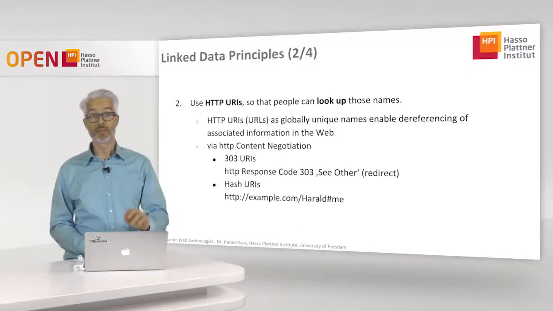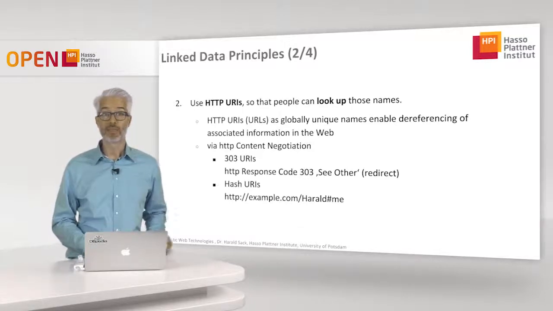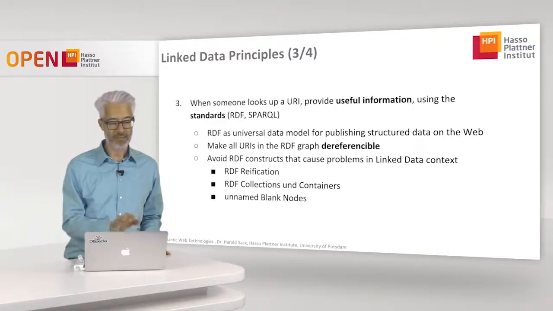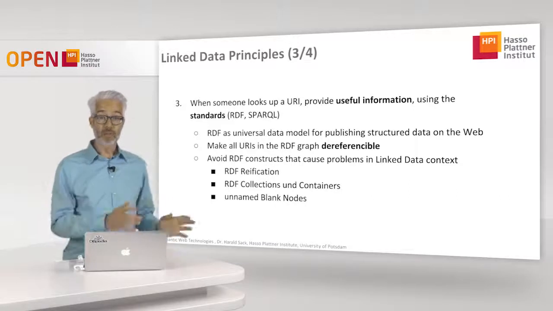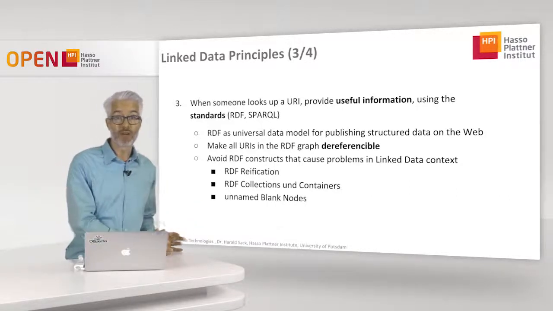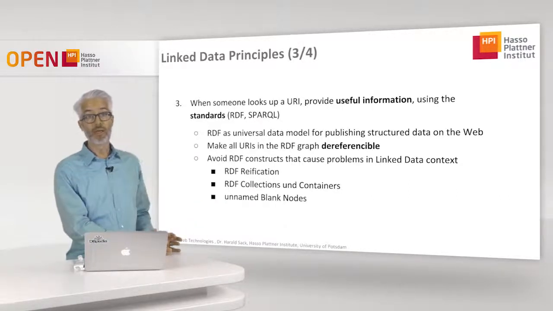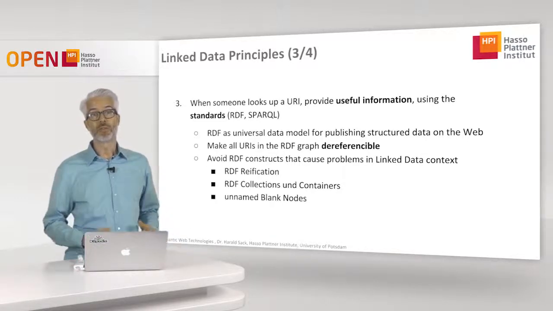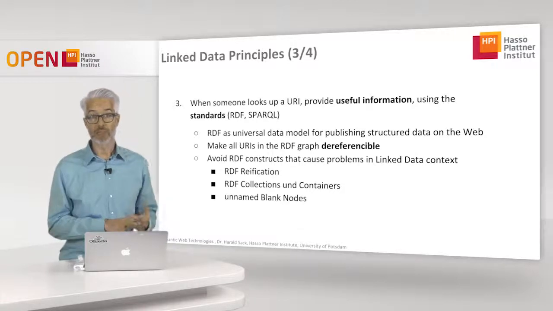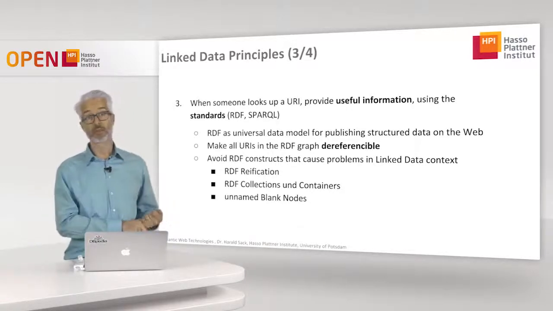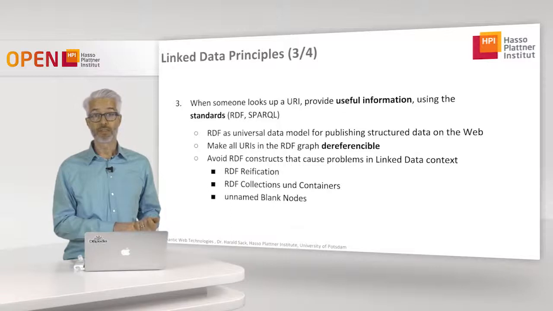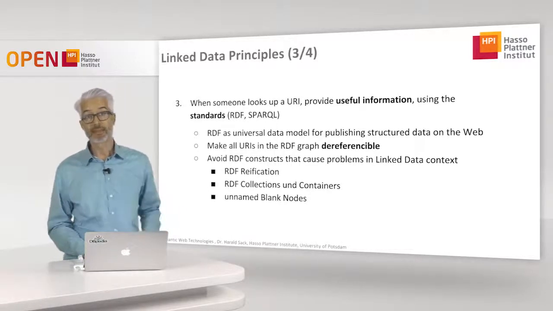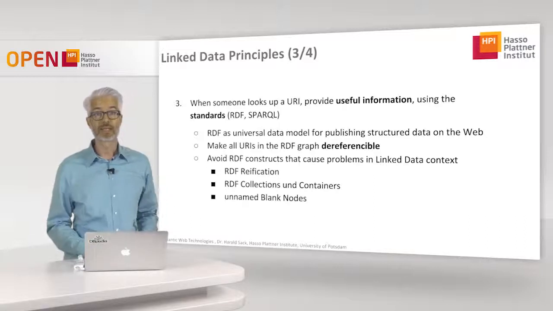So we use these HTTP URIs so that people can look up these names. And then, as soon as we provide information about this URI, useful information should be provided by using the W3C standards, which means we use RDF for encoding information. And of course, SPARQL would be nice as a query language to access this data, for example, via a SPARQL endpoint.